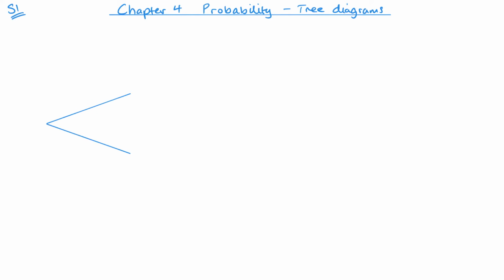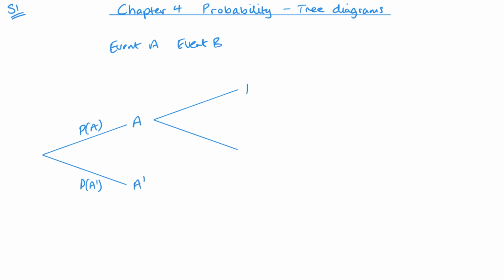Now, if we have two events, so event A and event B in our tree diagram, A would be like this, A and complement of A, so A and not A. And we look at the probability of A to get to that first event and the probability of not A to get to that second event. Then if I think about coming off this, so heading then to my second event B, so that's going to be B or not B.